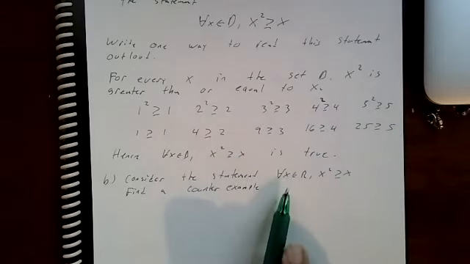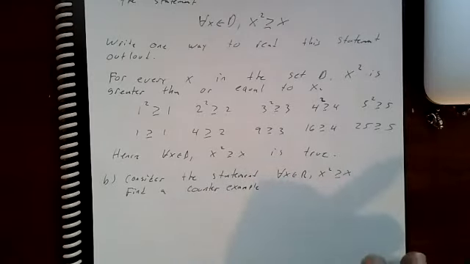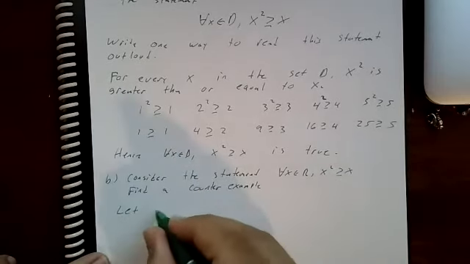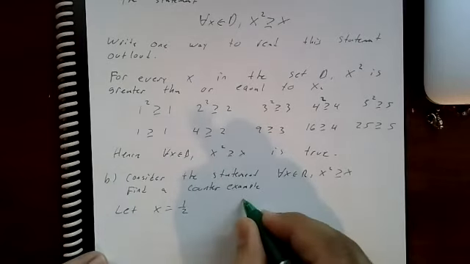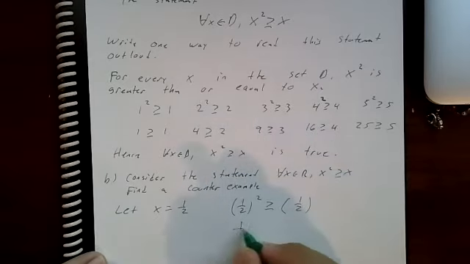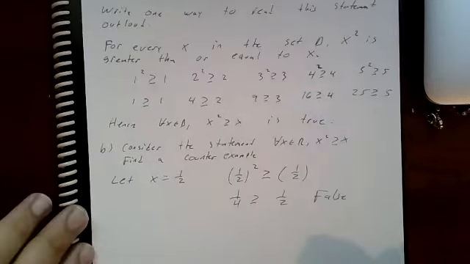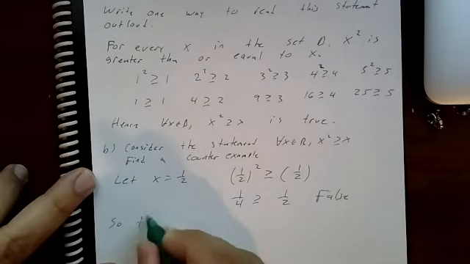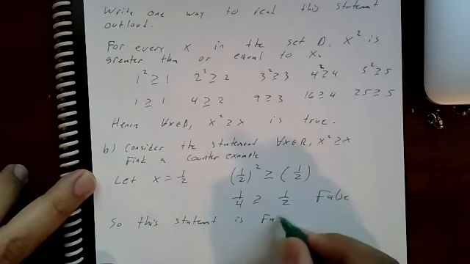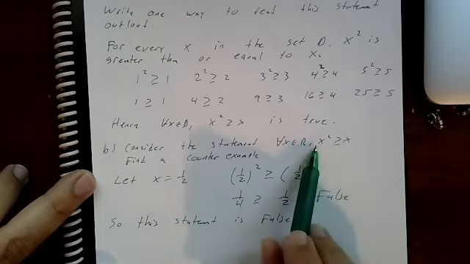And since they said that the domain now is R, meaning you can choose any number that is part of the real numbers, which is all the numbers, right? And as we saw in the last example, if we let x equal 1/2, right? 1/2 squared is not greater than or equal to 1/2, because you get the fourth. So this is a counterexample. So this statement is false. Right here, for all x in R, this is not true.